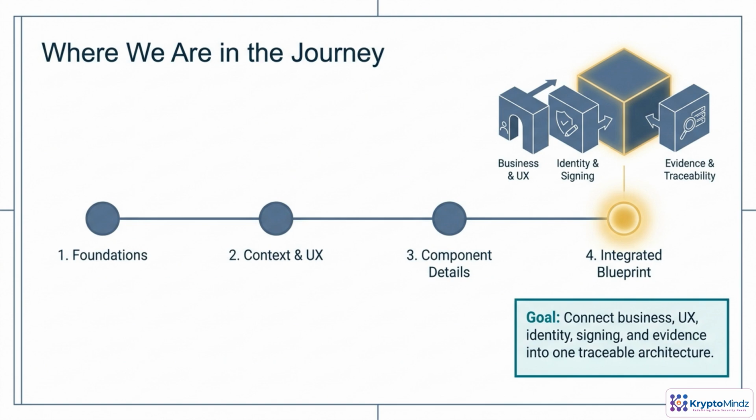Here's the path we'll take. We start with the foundations: digital identity, trust, and eIDAS basics. Then we place them in a banking and user experience context. After that, we unpack the key technical components. And finally, we combine business logic, UX, identity, signing, and evidence into one traceable blueprint.